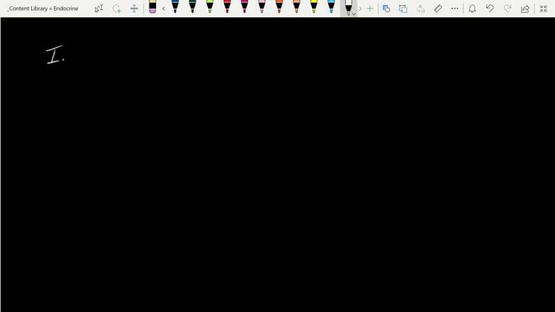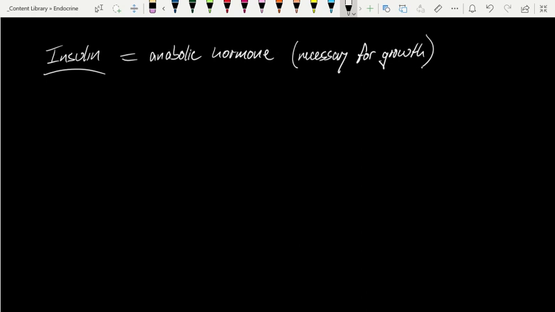So let's talk for a minute about insulin. Insulin is a protein. We've got a gene for it. We make the mRNA, process that through the rough endoplasmic reticulum, modify it in the Golgi, all of that stuff that secreted proteins go through. The thing I want you to associate with insulin is this: insulin is an anabolic hormone. In other words, it's necessary for growth. It does this through the effects of carbohydrate metabolism, lipid metabolism, and protein metabolism. So let's look at each of these individually.